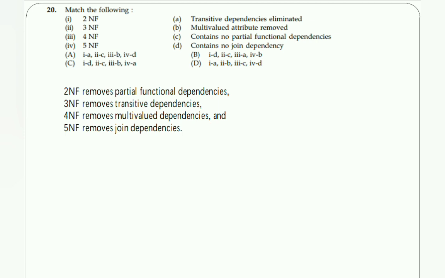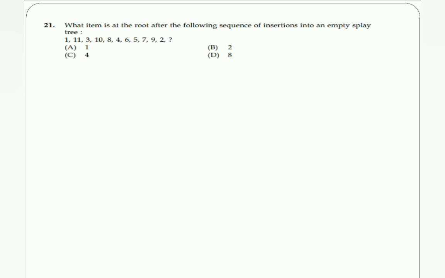Next one. What item is at the root after the following sequence of insertions into an empty splay tree? Here they have given the options and the values to enter into a splay tree. First of all, we must know what is meant by a splay tree and what operations can be performed on a splay tree.